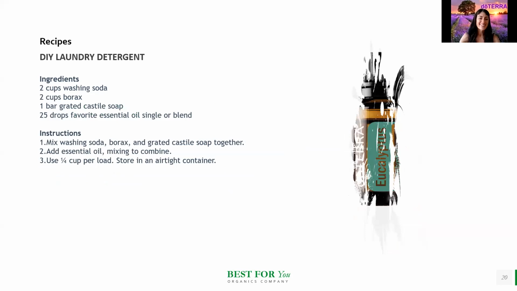Okay, right. There's a DIY laundry detergent. So washing soda, borax, Castile soap, and then also your favorite essential oil or blend. It really doesn't matter which essential oil you use here. Obviously, you're wanting oils that have cleansing properties. And if you would like your clothes to smell nice, then obviously add your citrus as well.